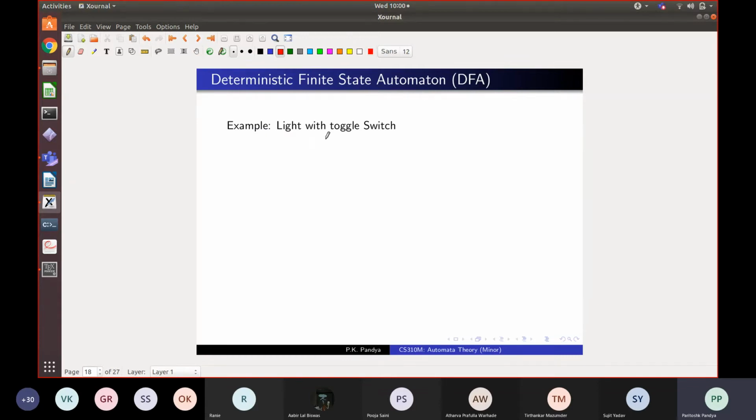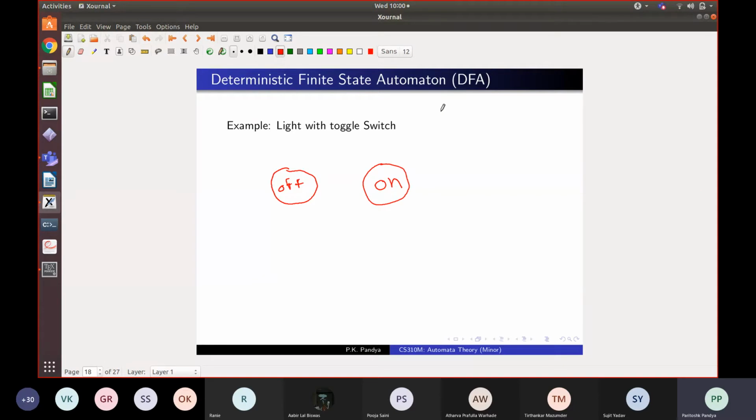What are finite state automata? These are models of systems which have only finitely many states. The system is in one of finitely many states. So I want to consider the system of a light which is controlled by a toggle switch, right? Every time you press the switch, the light toggles from on to off or off to on. So the system can be in one of several states. And what are the states of this system? It can be in the state off or in the state on. The light can be off or on.